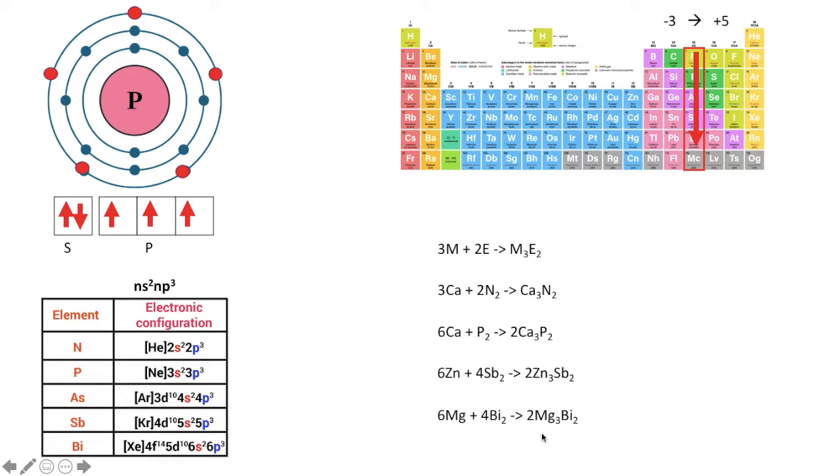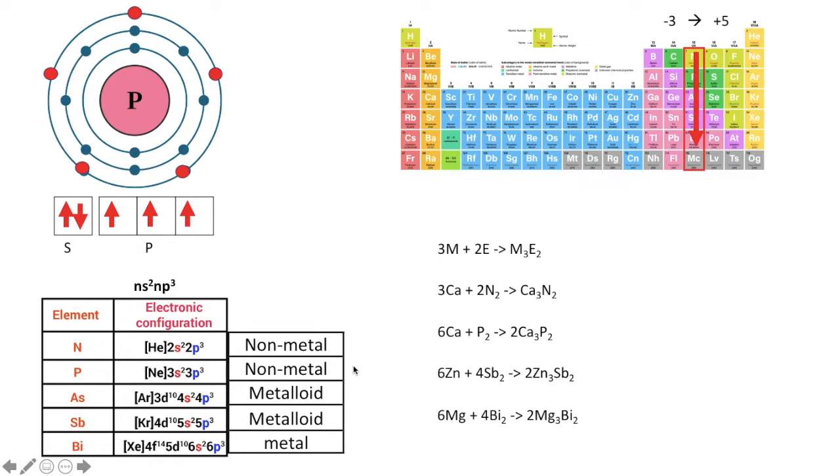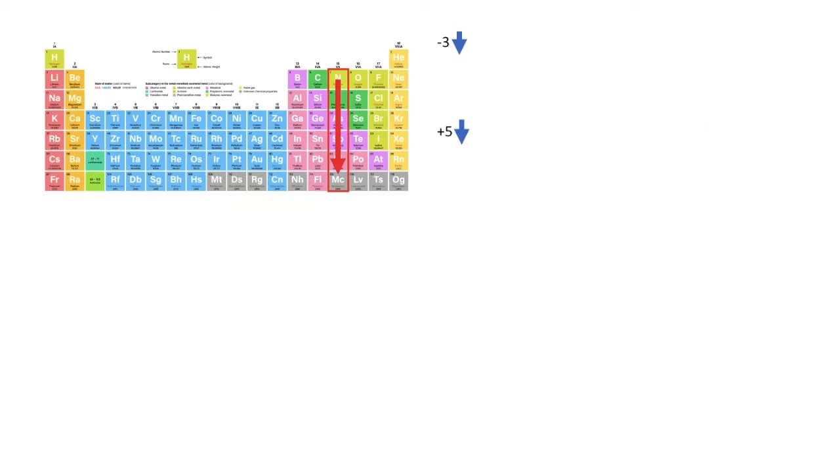However, as we move down the group, there is a transition from non-metals to metals through metalloid character. Not only is there an increase in metallic character, but also atomic size. As the electronegativity decreases, so does the stability of -3, and so the tendency to produce the -3 oxidation state decreases going down the group. And due to the inert pair effect, the oxidation state of +5 also decreases.